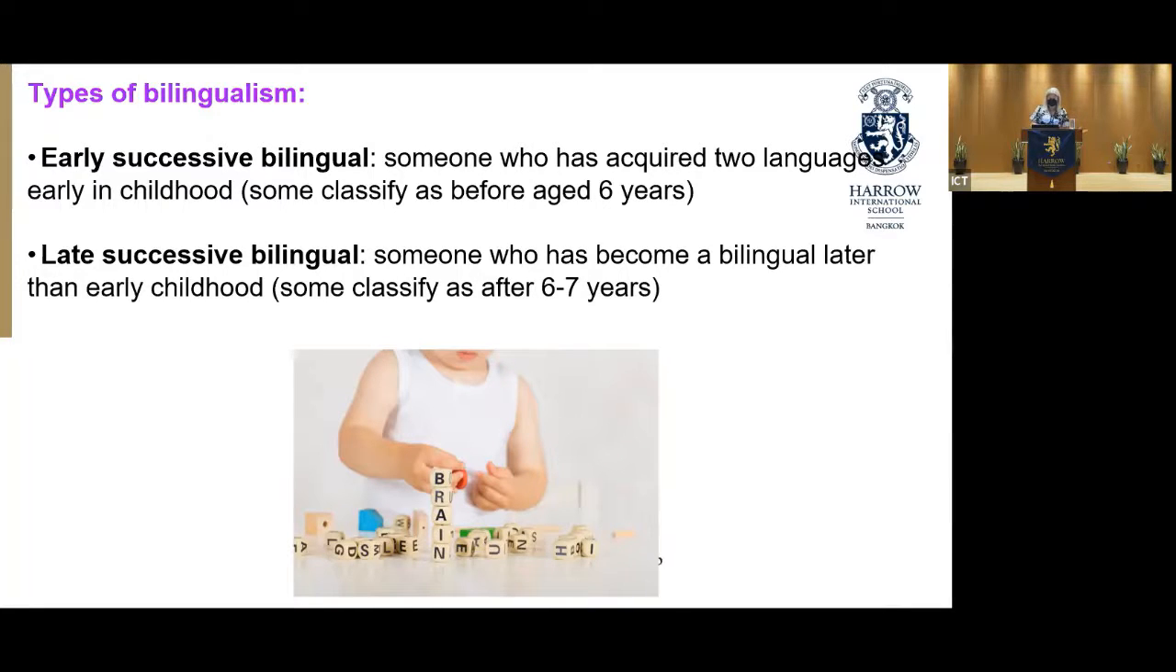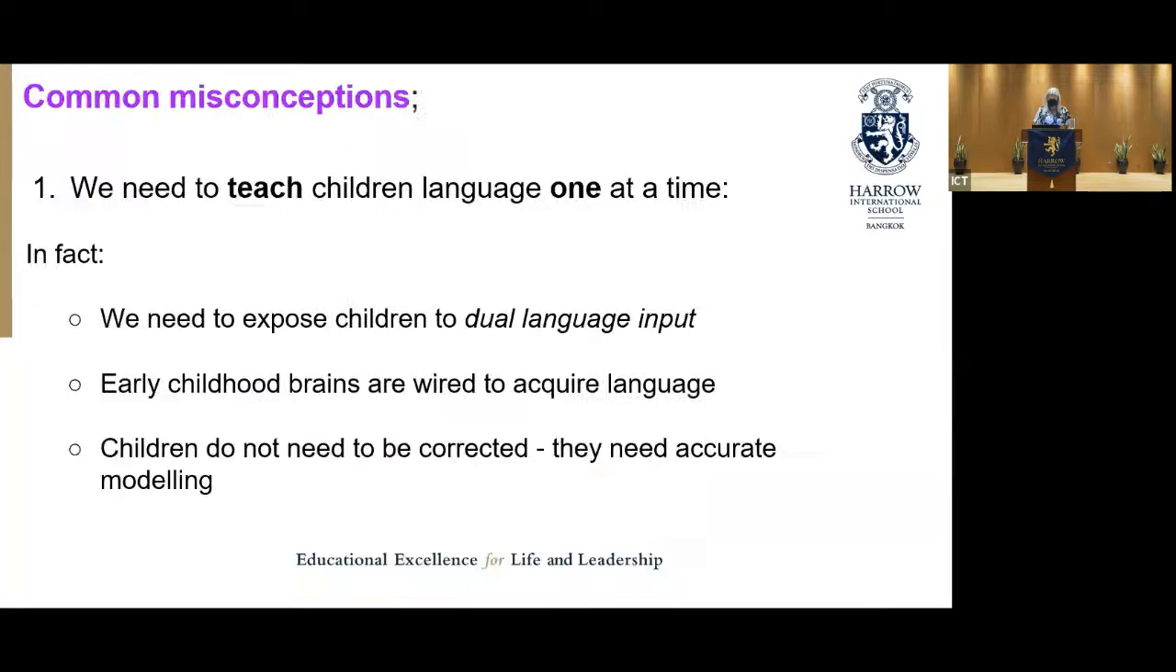So early successive bilinguals versus late successive bilinguals. However, the brain, yes, I said that the brain does maintain that elasticity, and even as an adult, it is possible to optimize bilingualism and become fluent in another language. It's not impossible.